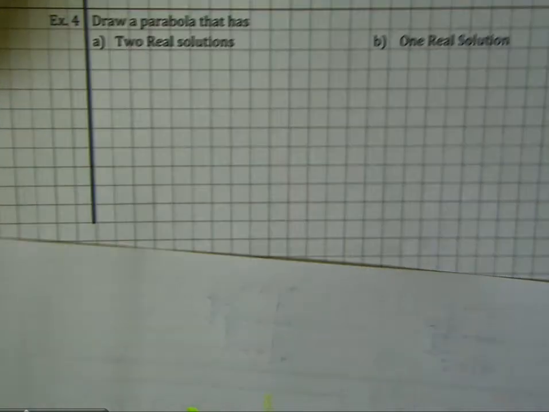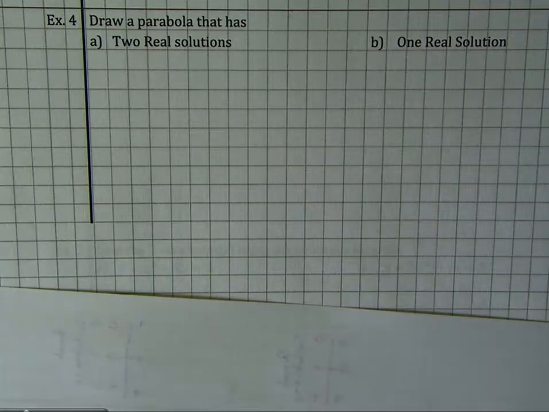Draw a parabola that has two real solutions. So go and write it down, and as you write it down, I'm going to make my x and y intercepts. Let's see. I want to use an old idea, the oldest idea I have. There you go.